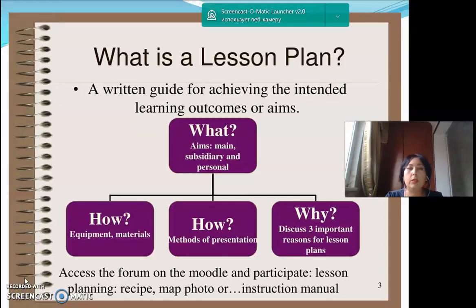Let's answer the question, what is a lesson plan? A lesson plan is a written guide for achieving the intended learning outcomes or aims. What? Aims: main aims, subsidiary, and personal. How? Equipment and materials. How? Methods of presentation. Why? Discuss three important reasons for lesson plans. Access the forum on the Moodle and participate: lesson planning, recipe, map, photo, or instruction manual.